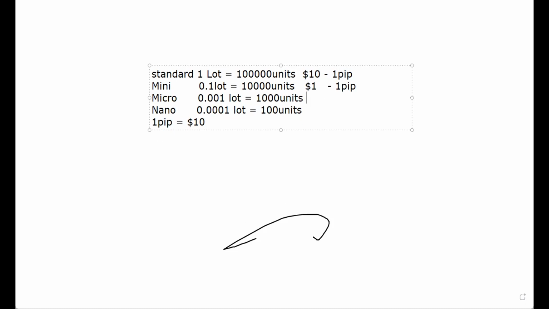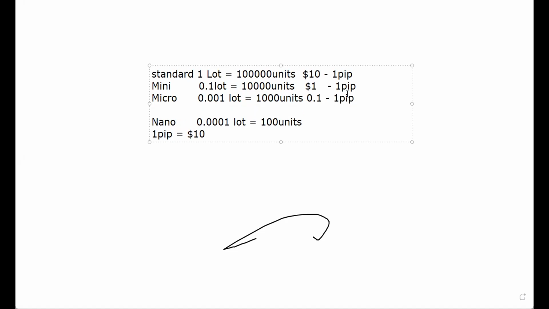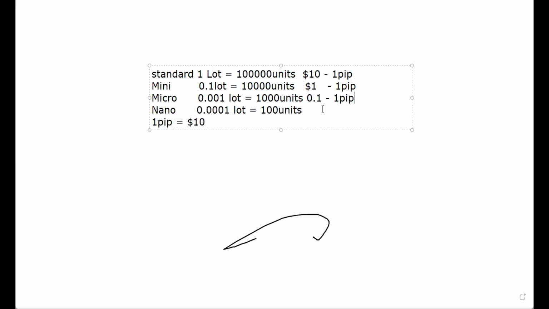Similarly with this, the same 1 pip movement, you are going to earn 0.1 cents. The same 1 pip movement. Now with this, how much are you going to make? You're going to make pennies. So this is basically what your lot size represents.